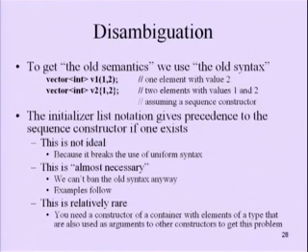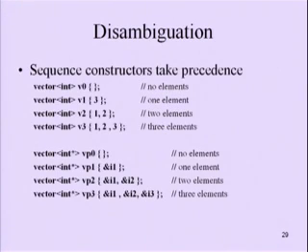Disambiguation. This is probably the worst problem we have. How do we choose? I'm not sure how deep I'll go into this, but the rule is that if it looks like an initializer list, it is, if there's a sequence constructor. If there's not a sequence constructor, we'll consider the other arguments. So if I have something with no element, 1 element, 2 elements, 3 elements, it looks like an initializer list, and there's a sequence constructor, so it is an initializer list. All of these do the same thing.